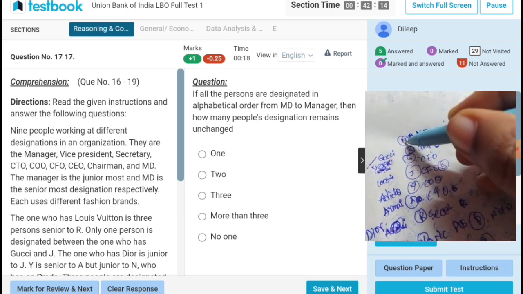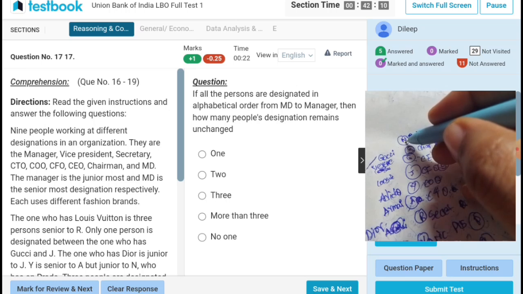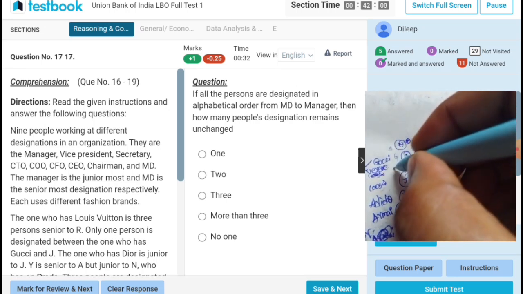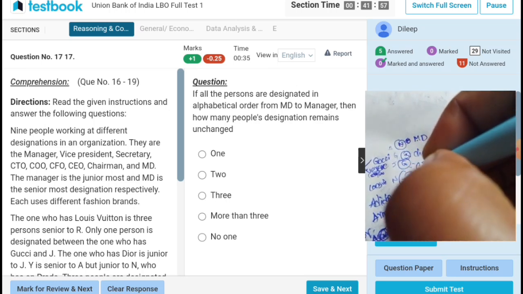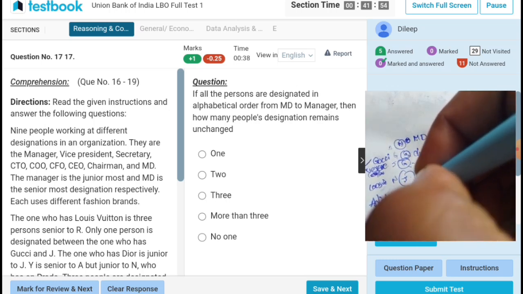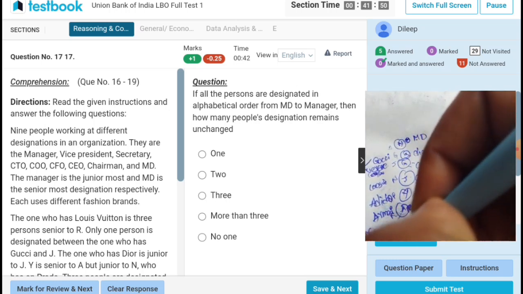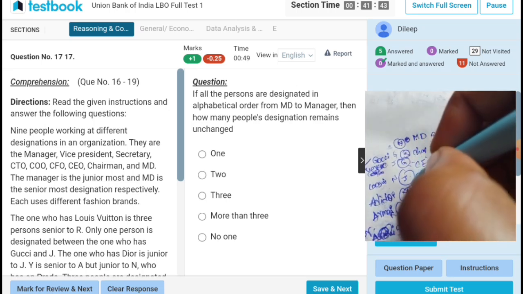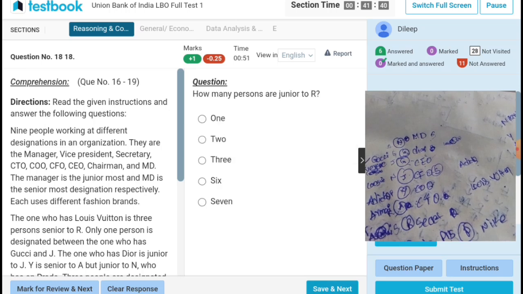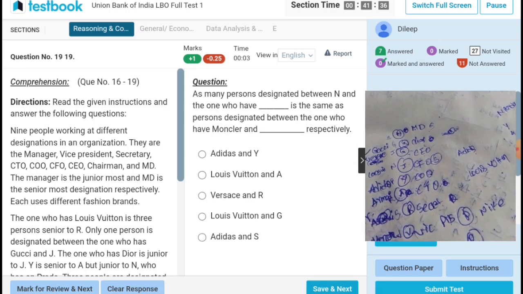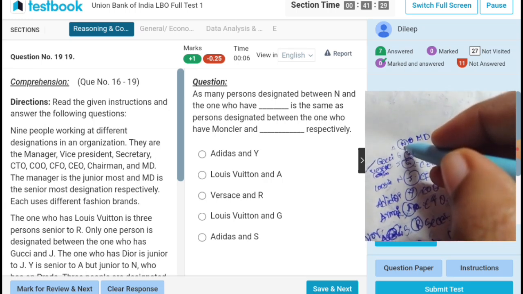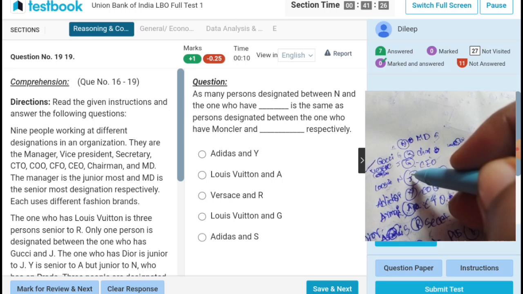So A, B, C, D, E, F, G, A, G, J, N, P, R, S, Y. 1. So only one. See, junior to R is 2 persons. As many persons designated between the N and Adidas, that is 3, is same as the seller and Y.